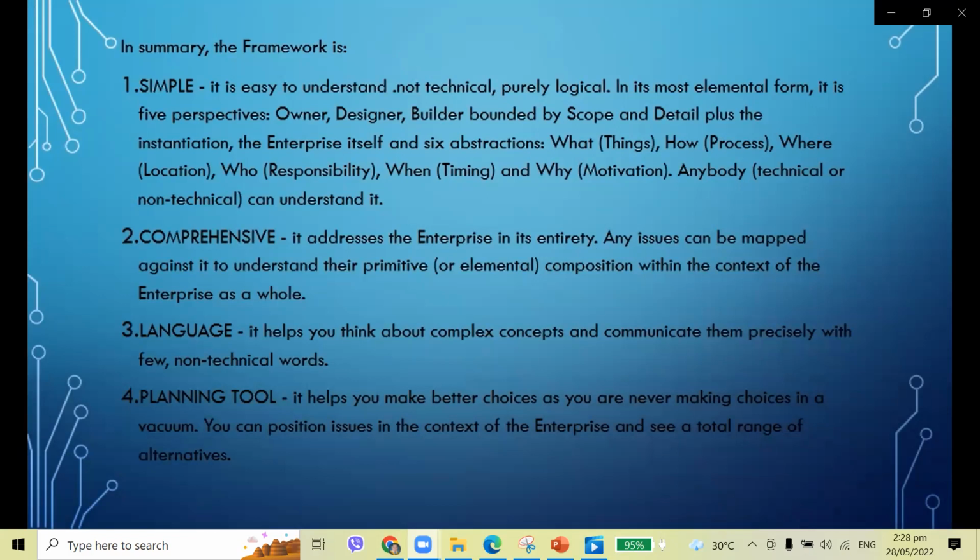Any issues can be mapped against it to understand their primitive or composite nature within the context of the enterprise as a whole. Third is the language. It helps you think about complex concepts and communicate them precisely with a few non-technical words. Fourth is the planning tool. It helps you make better choices as you are never making choices in a vacuum. You can position issues in the context of the enterprise and see a total range of alternatives.